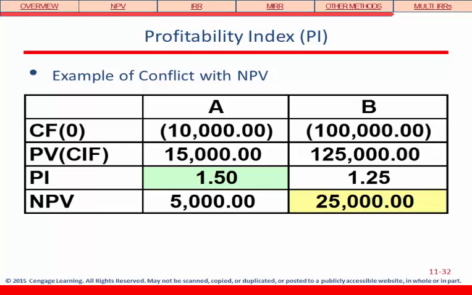If you've got to accept one of the two, you definitely would rather make $25,000 than $5,000, regardless of what the profitability index says. Okay. Now, if you had $125,000 to spend and you could get as many project A's as you wanted, or one project B, then you would probably go with project A. But that's not what they're saying here. You've got to choose between one of the two, so you always go with NPV.